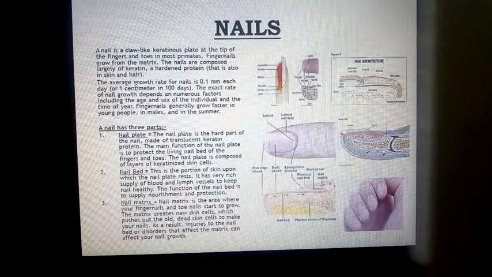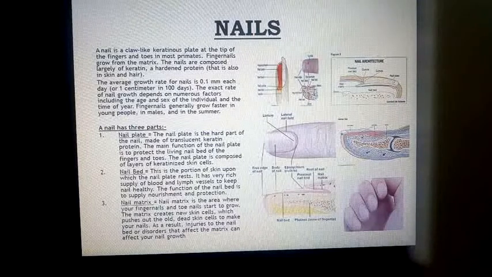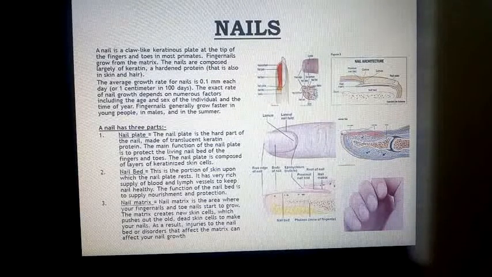Nail bed, this is the portion of the skin upon which the nail plate rests. It has a very rich supply of blood and lymph vessels to keep the nail healthy. The function of the nail bed is to supply nourishment and protection.